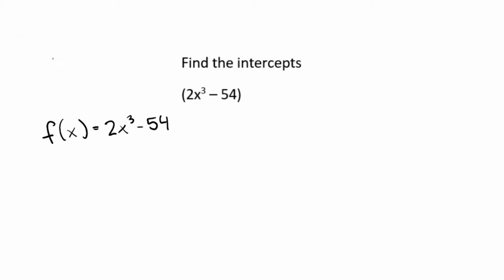We can find the y-intercept quite easily. All we have to do is plug in a 0 for x. Looking at this equation in another way, this f of x actually equals y. So if we plug in 0, what we get is 2 times 0 cubed minus 54. And so 0 cubed is 0, 2 times 0 is 0. The y-intercept is negative 54.